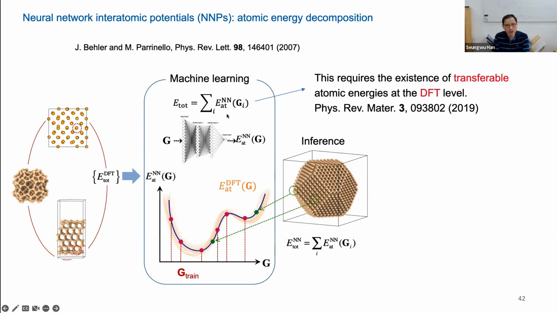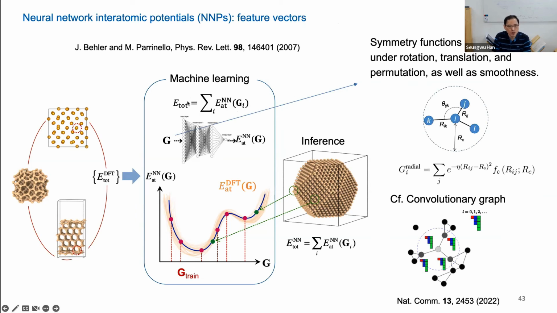And the second ingredient is that, using a machine learning or neural network model, the input feature, since the atomic energy depends on the local environment, is how these atoms are configured around a certain atom.